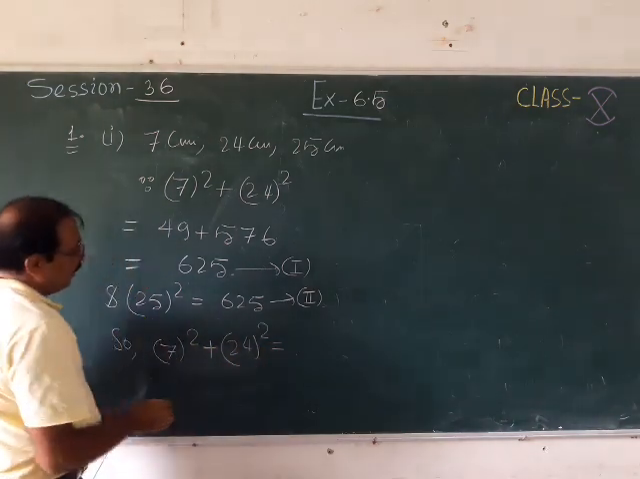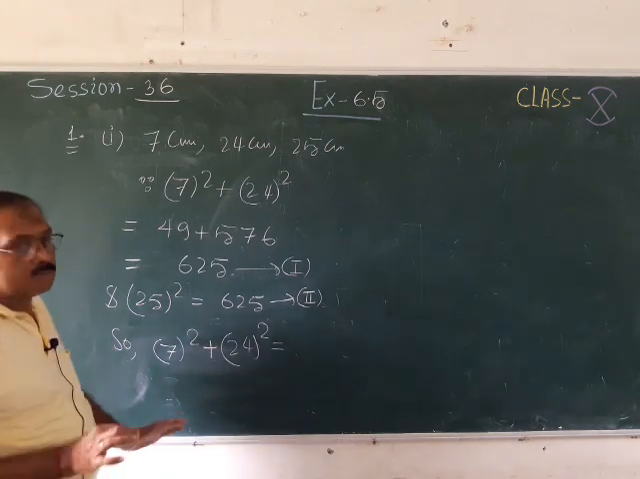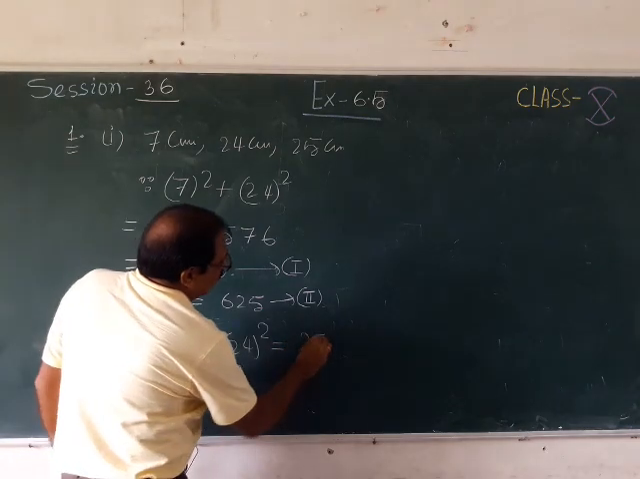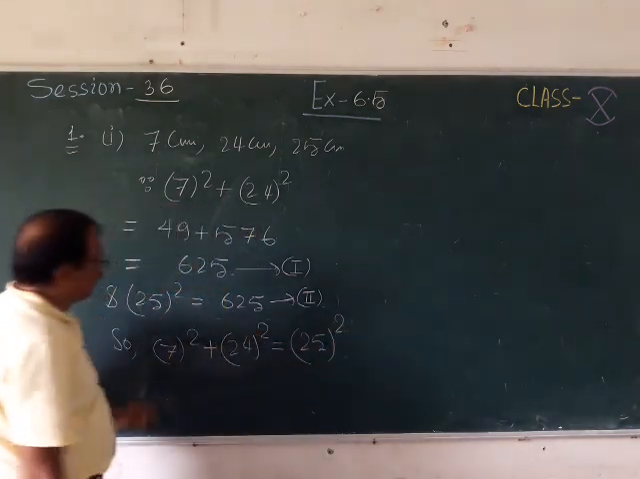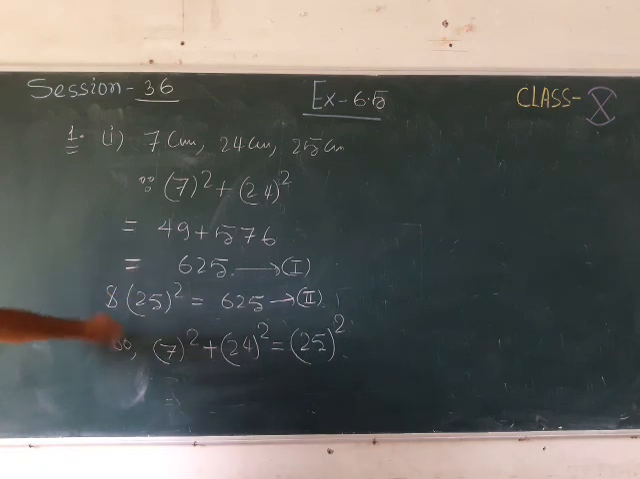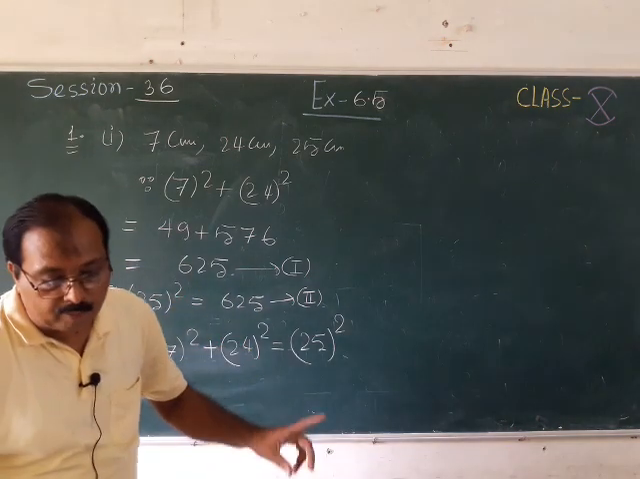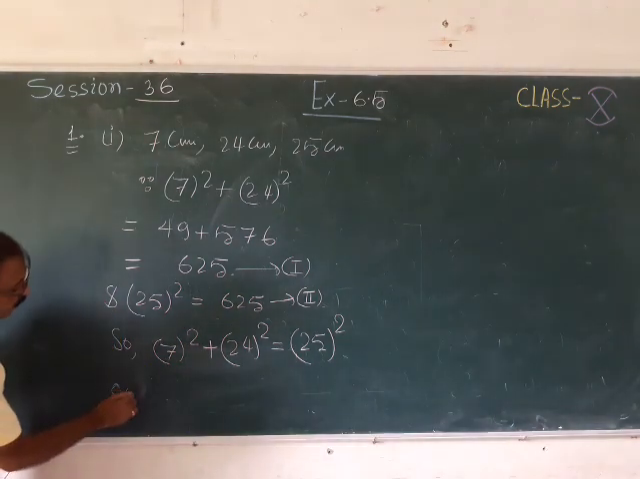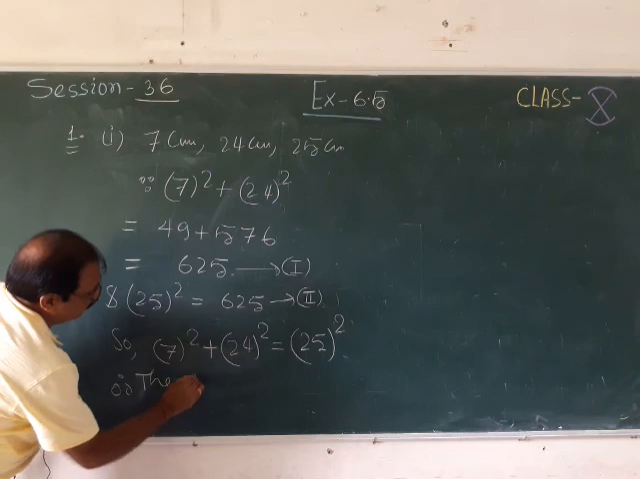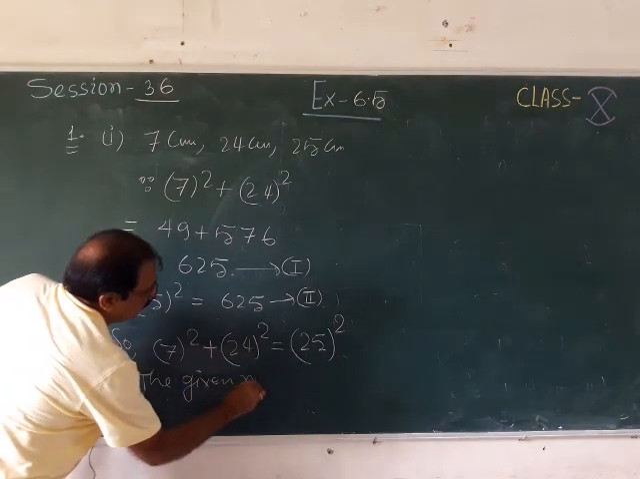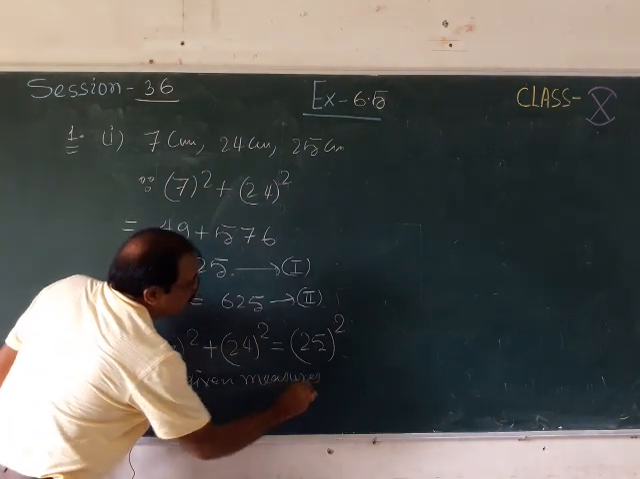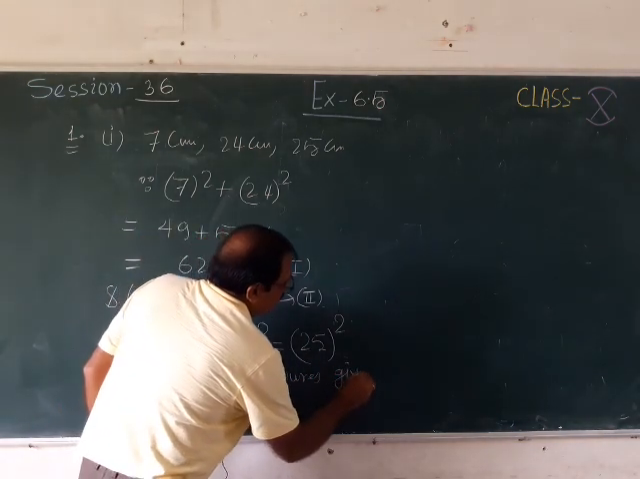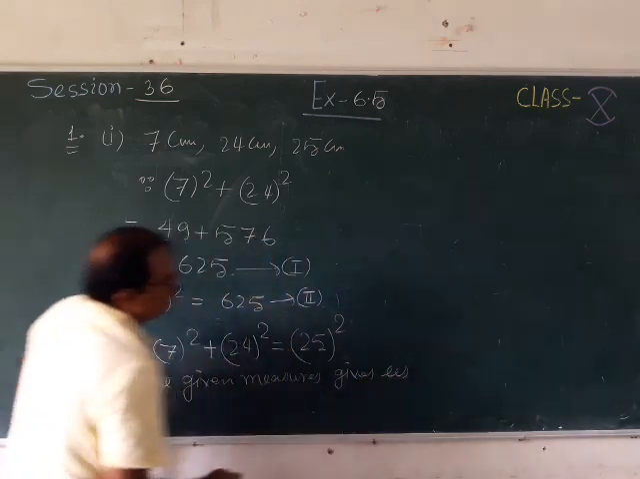Basically I am checking that the sum of the square of two smaller sides should always be equal to the square of the third side, and you have seen that this relation is there. That means the given measurements, therefore the given sides, make a right angle triangle. You will write, therefore the given measures give us a right angle triangle.